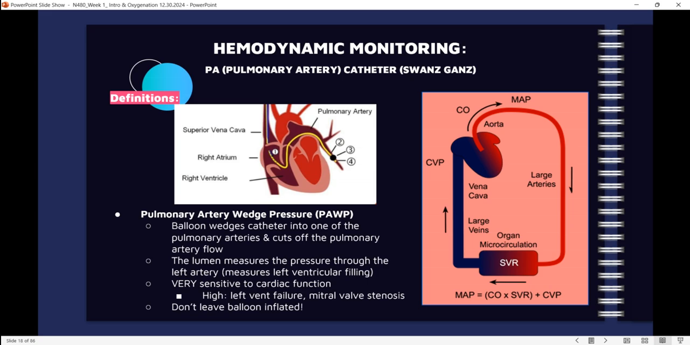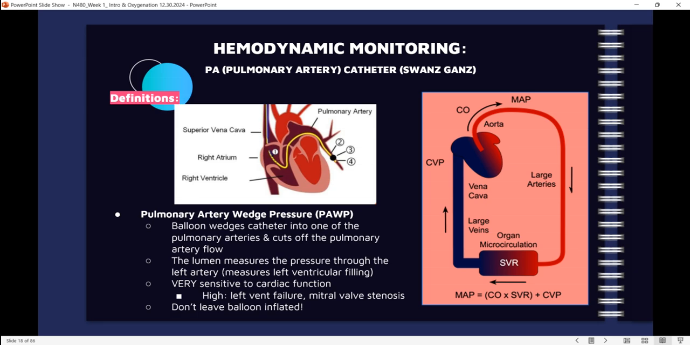We only want to leave that balloon inflated for a short amount of time because think about where that balloon is located. It's in that pulmonary artery. What is past that red balloon? The lungs. If we were to leave that balloon inflated for an extended amount of time, that means we are not getting blood flow to our lungs. So we only use the red lumen when we need to get a measurement of PAWP. We inflate it briefly and it needs to be deflated.